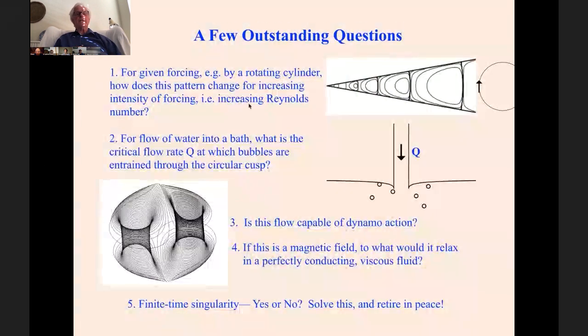For a given forcing by, for example, a rotating cylinder in this corner flow problem, if we increase the Reynolds number to ideally large Reynolds number, then how does the position of these initial separation and reconnection points change, and how does the whole flow pattern change with increasing Reynolds number?